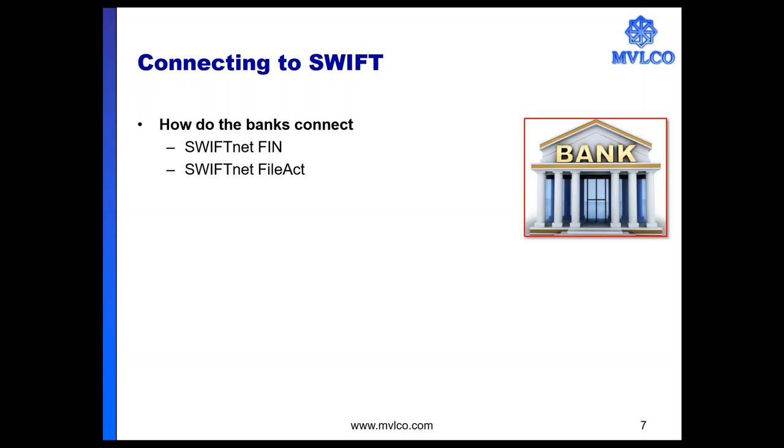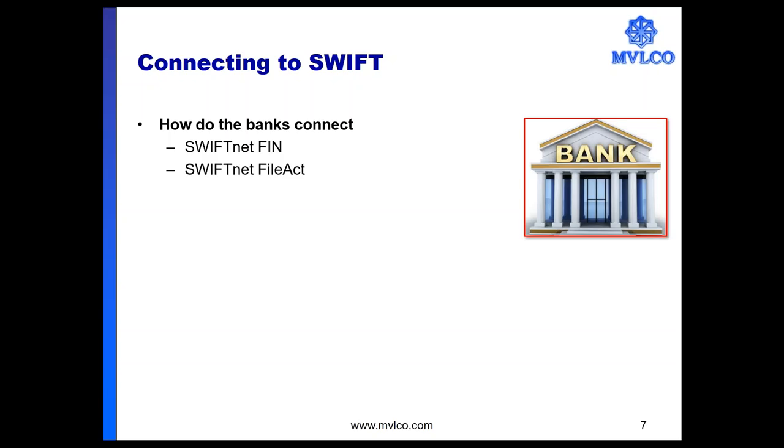The second service which you use is called SwiftNet FileAct. FileAct is to be used for transferring files. It enables transfer of large files, and typically it is used to transfer large batches of messages like a bulk payment file or very large reports or very large data.